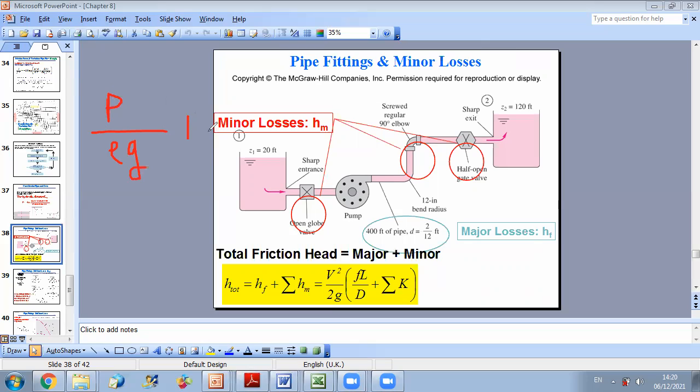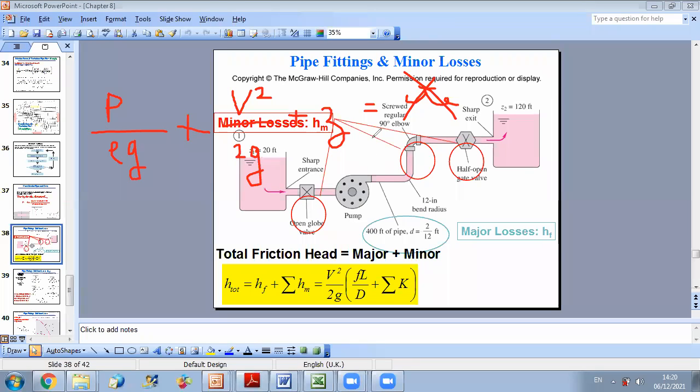Plus, in the Bernoulli equation, the second term is the kinetic term, so plus V square over 2G, plus, you know that the hydrostatic head is just plus Z. So in the Bernoulli equation, we say that this is a constant. This is the Bernoulli relation that you are familiar with. Now, in a general case, it's not a constant. We should account for losses.